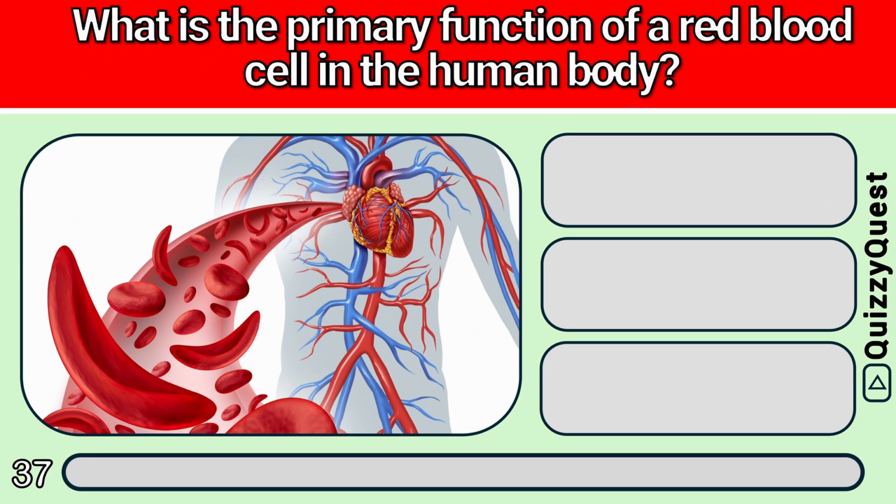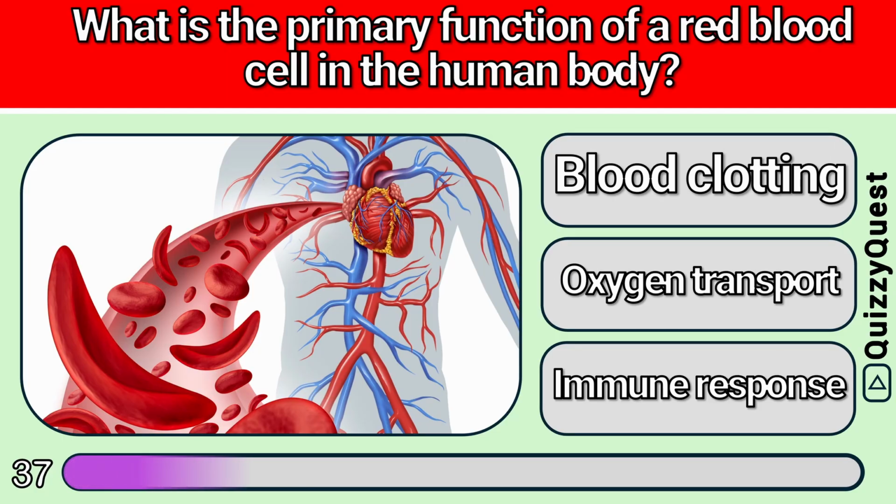What is the primary function of a red blood cell in the human body? Is it A, blood clotting, B, oxygen transport, or C, immune response? It is B, oxygen transport.